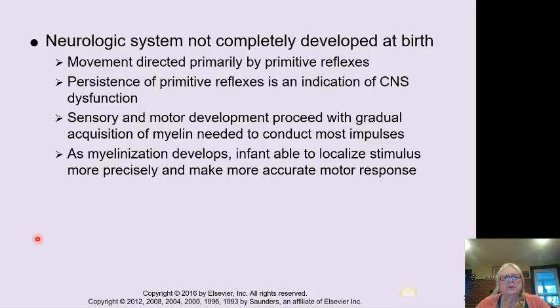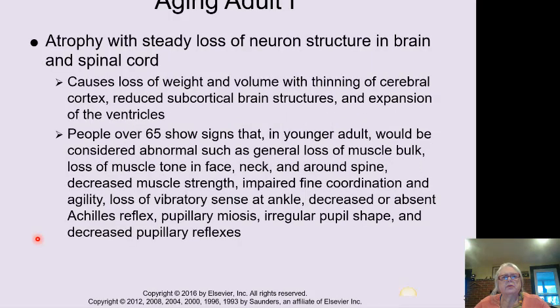Developmental competence in infants. Unless you actually work in pediatrics, you're not going to do this because their neurological system isn't even completely developed at birth, and hopefully whoever is teaching pediatrics will go through some of this with you. With adults, atrophy and a steady loss of neuron structure in the brain occurs, and you will see a general decompensation in neuro response through time, especially with an aging adult.